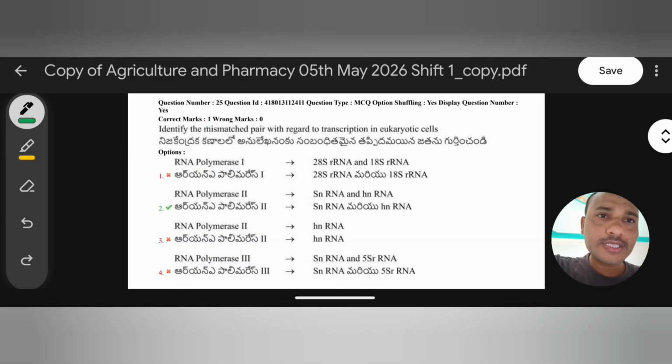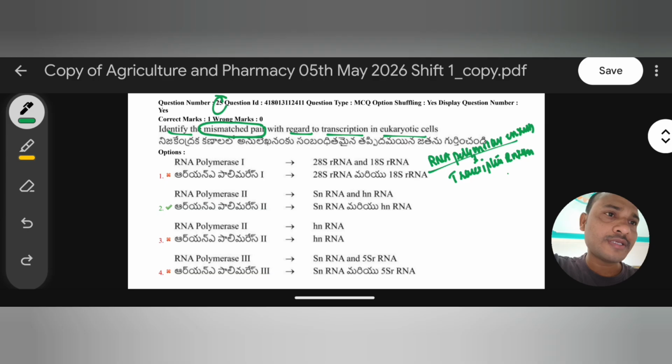Okay, next one here, 25th question. Identify the mismatch pair. Here the keyword is mismatch pair with regard to transcription in eukaryotic cell. Here it is giving about transcription enzymes in eukaryotic cell. So which transcription enzyme is given here? RNA polymerase enzyme. Very important. RNA polymerase is a very important enzyme in eukaryotic cells. It plays a very important role in the transcription process, meaning it helps in formation of mRNA from DNA, hence it is called a transcription enzyme. Okay, fine.